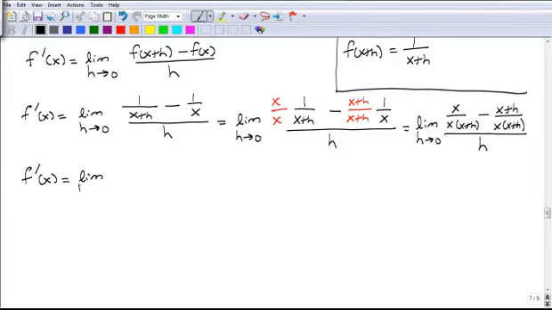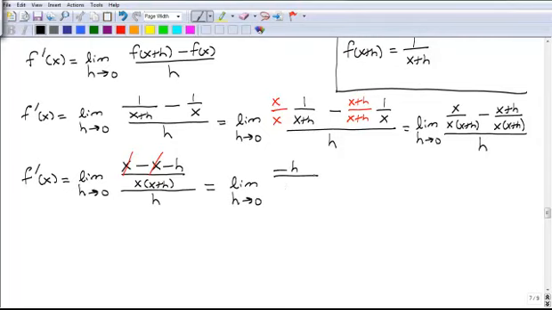The limit as h goes to 0. I have x minus, and I'm subtracting all of this second fraction, so I'm subtracting the x and I'm subtracting the h over the common denominator, x times x plus h. And the whole thing is divided by h. And if you notice on top, the x and the minus x add to 0. And so all that's left on top is stuff with h's in it. A negative h, to be specific. Negative h over x times x plus h, divided by h.